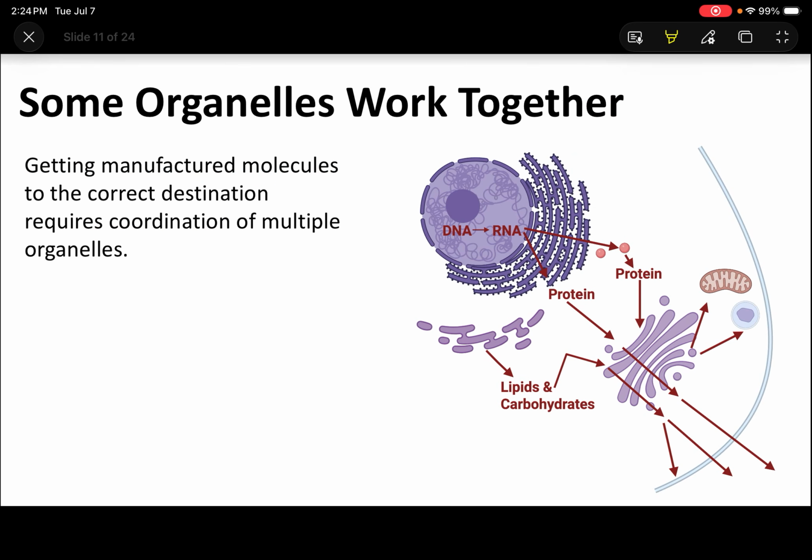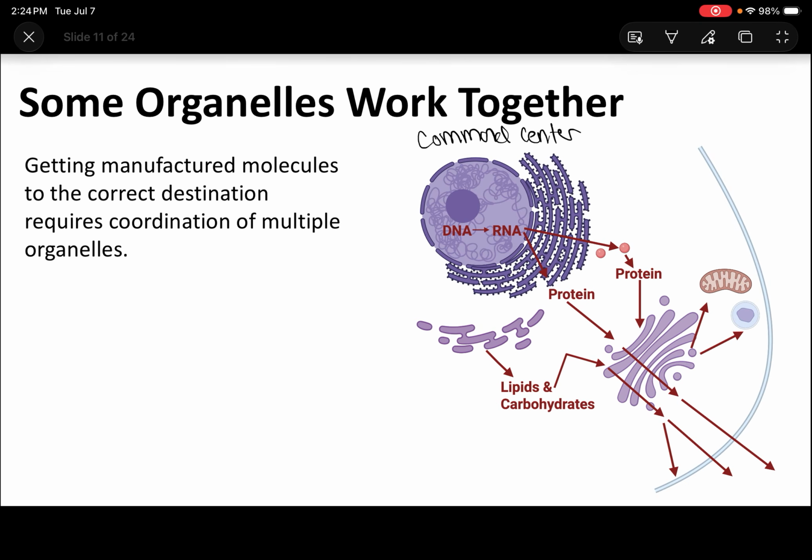So what you'll notice is a lot of these organelles are going to have similar functions to each other, and that is because these organelles all work together. So for example, let's think about the process of taking something from genetic information into being sent out outside of the cell. If we think of our nucleus as our command center, okay?